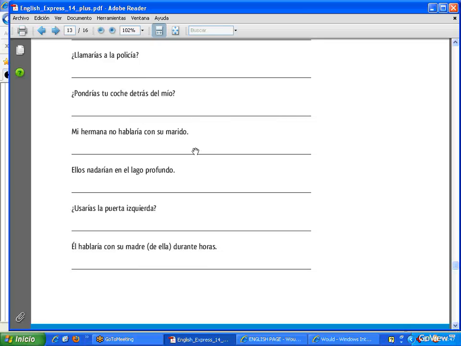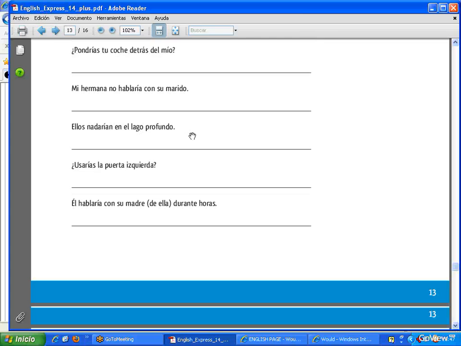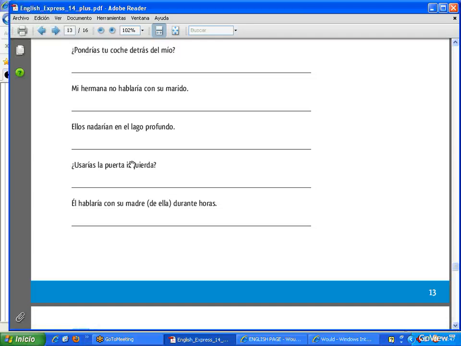And here's a question. And it's a polite request. Would you use the door on the left? Would you use the door on the left, por favor? Okay?